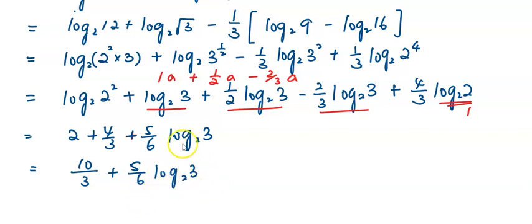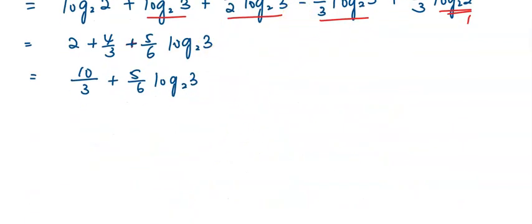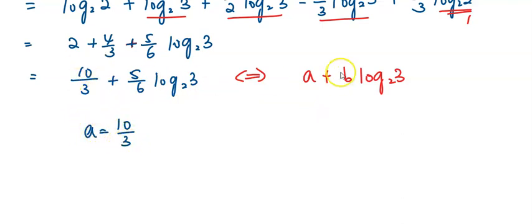That's it. We already got it because the question just requires us to express this logarithm expression into a plus b log 3 to the base of 2. Compare with the one we stated in the question, you are converting this into a plus b multiplied by log 3 to the base of 2. So where a and b, you need to find the values. Compare these two, you will see that a is actually 10 over 3 and b is 5 over 6. Alright, this is the answer.